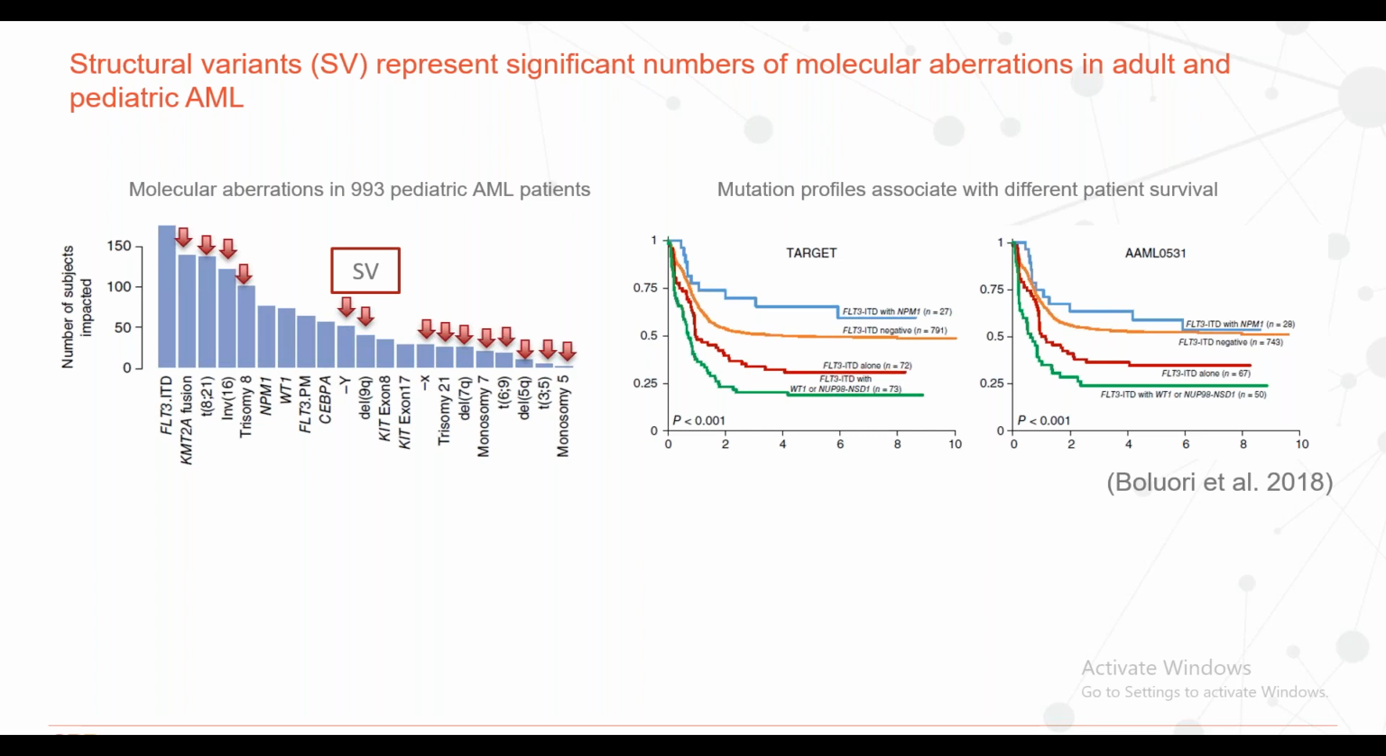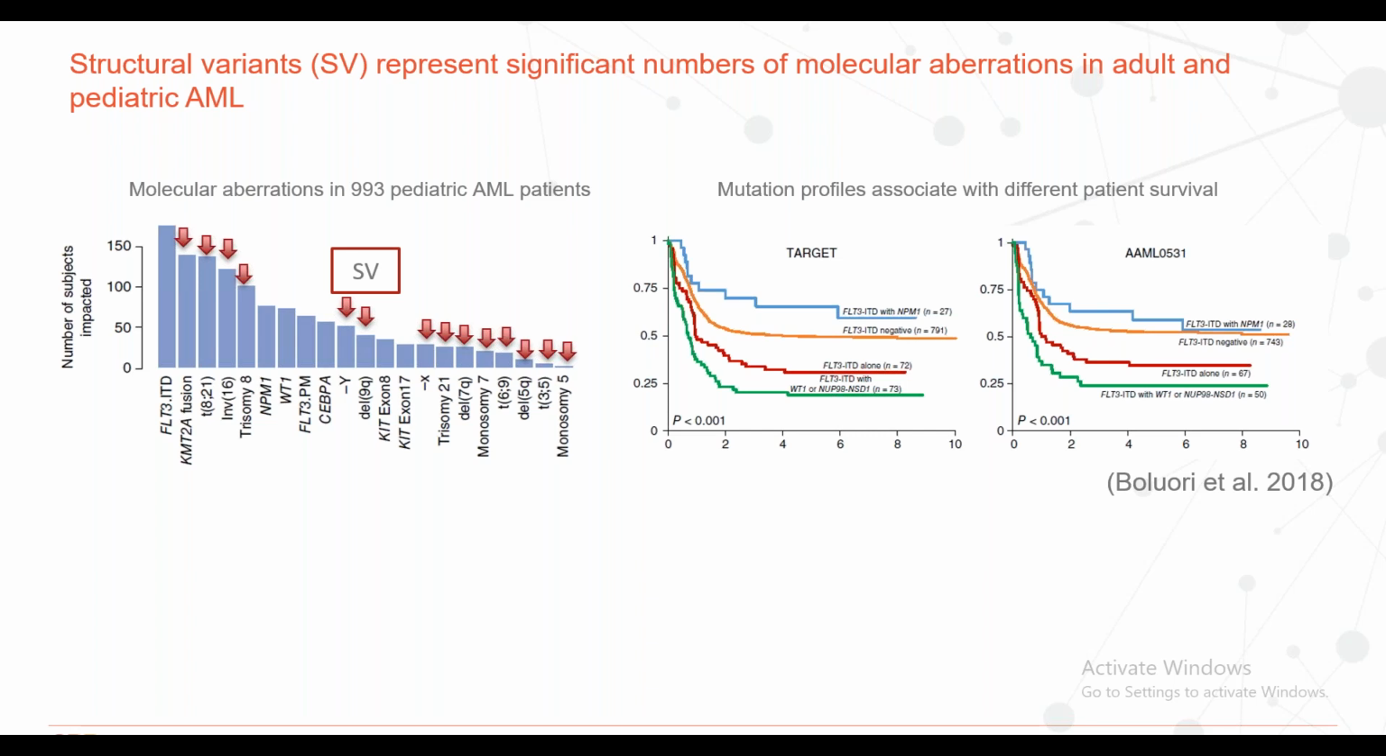Over here, I'm just showing an example from the pediatric AML cohort that was published in 2018. Although we know that in pediatric AML patients the frequency of the mutations is different from the adult cohort, the point we want to make is that structural variants play an important role in the etiology and the pathology of AML patients.